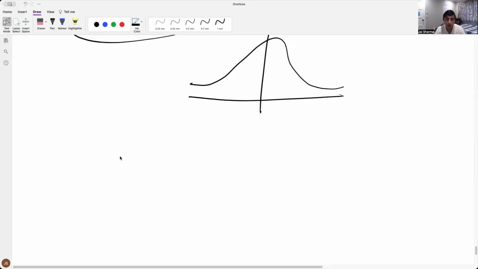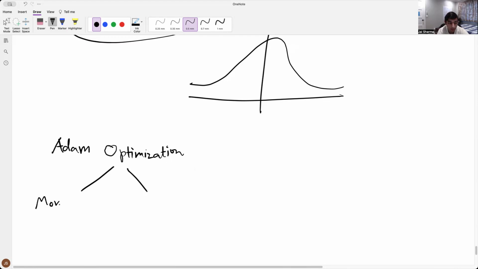Okay, so one more thing I wanted to tell you about was this thing called Adam optimization. And this is essentially a better, faster way to do gradient descent. And it uses two tools, which are called momentum and RMSprop.